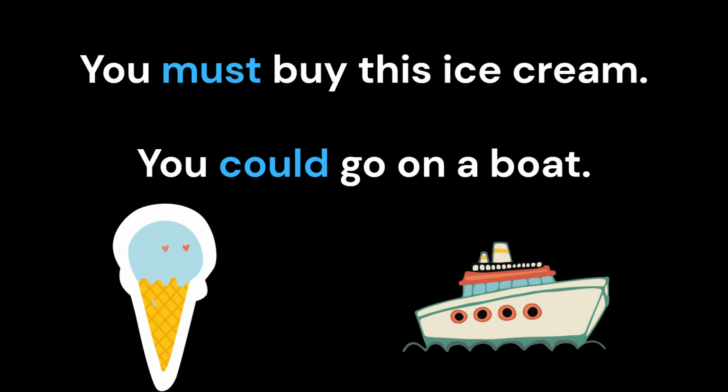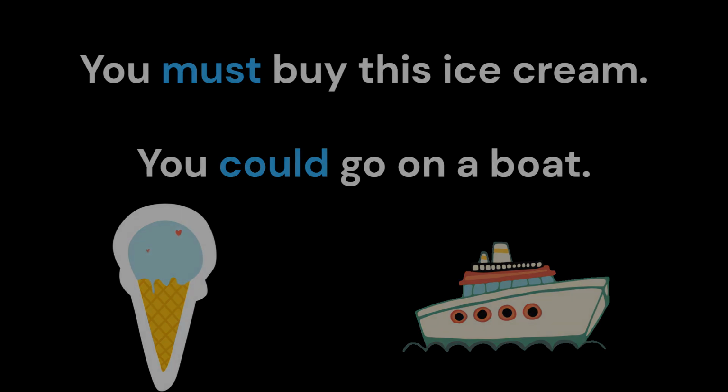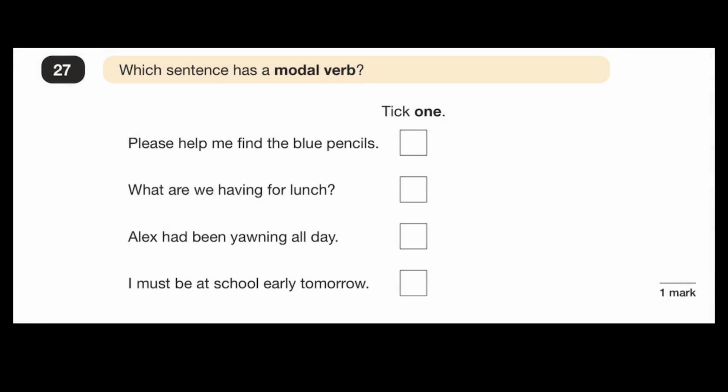So now we're going to have a look at a SATs question about modal verbs. Which sentence has a modal verb? So I'd like you to write down the sentence that has the modal verb. Please help me find the blue pencils. What are we having for lunch? Alex had been yawning all day. I must be at school early tomorrow. So pause the video now and have a go. So that's right. I must be at school early tomorrow. Must is the modal verb, so well done.